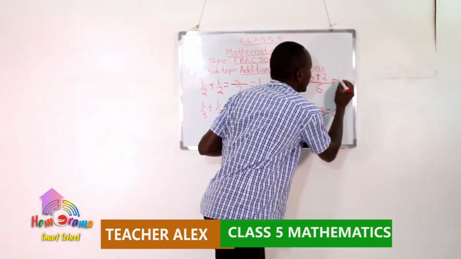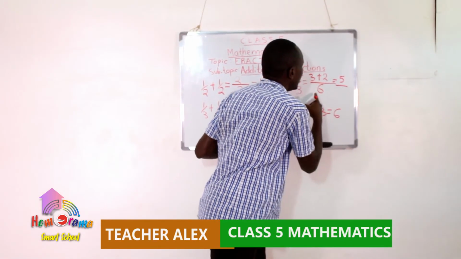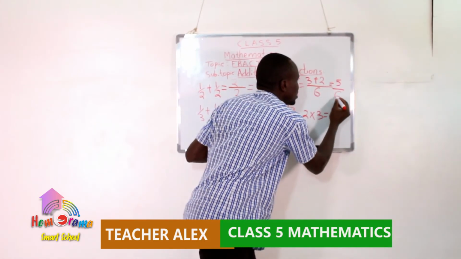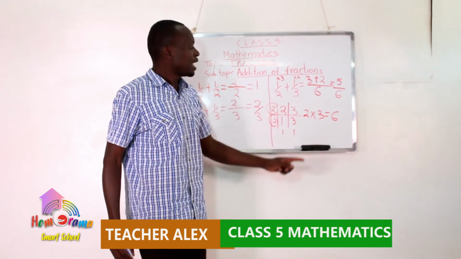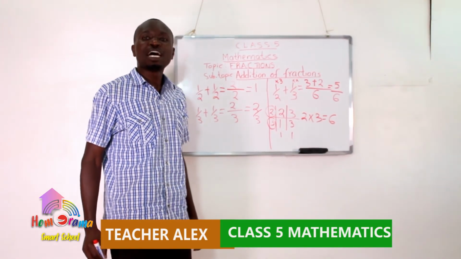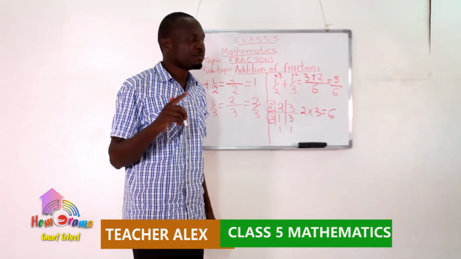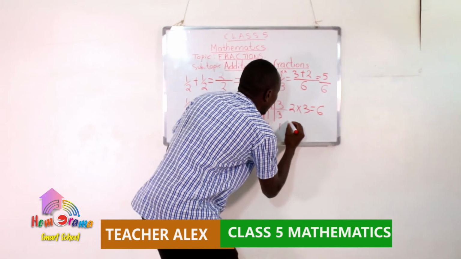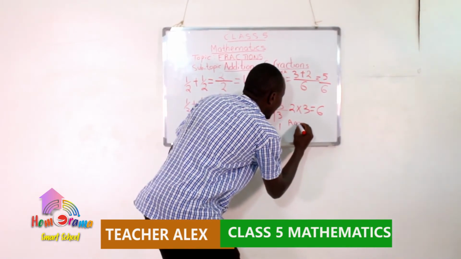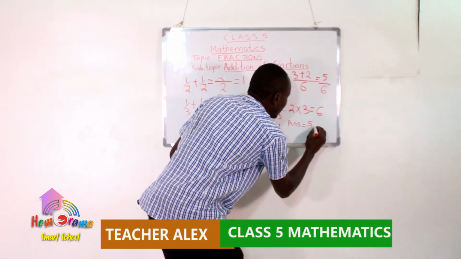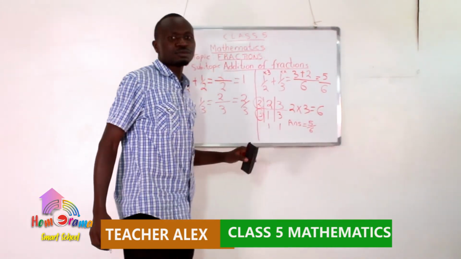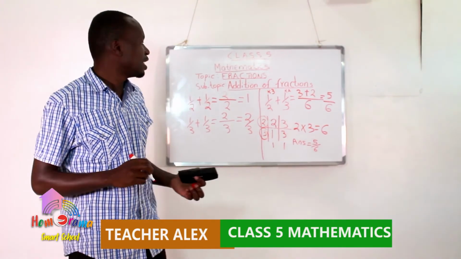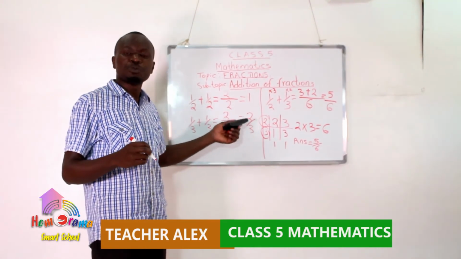So I'm going to get 5 over the denominator. The denominator remains the same, which is 6. And so my answer is going to be 5/6, which is the same as 5 over 6. And that is how you add. This is just basic addition.